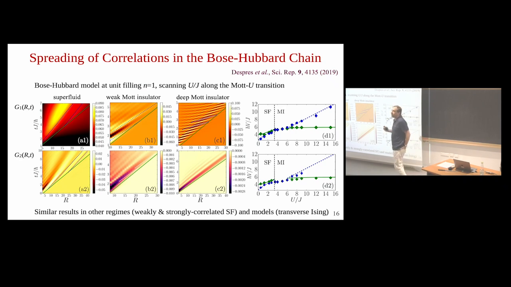In this case, what we find is that the correlation is the sum of two oscillating functions. One is a cosine squared, and the other one is a sine squared. The sum of the two has no oscillation. So the oscillations are simply killed deep in the Mott insulator.